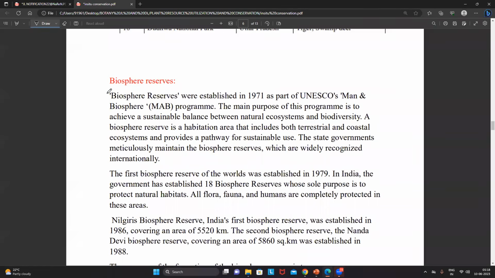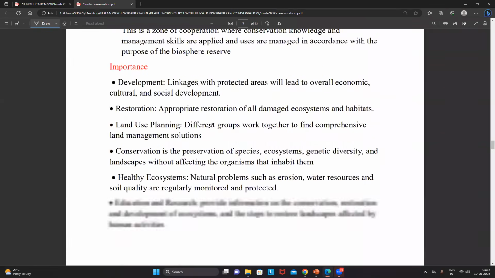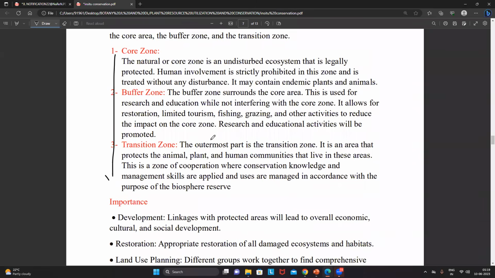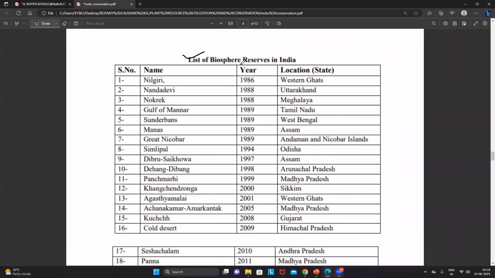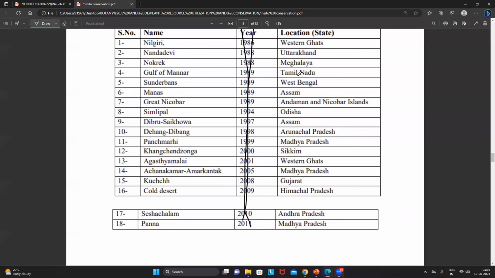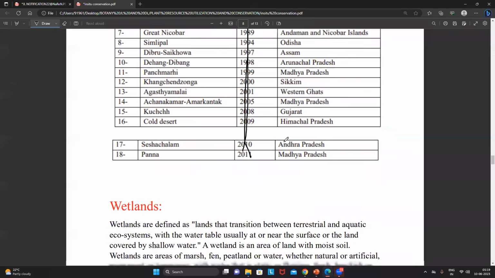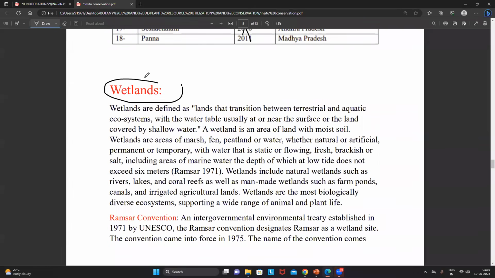Then same, biosphere reserve. What are biosphere reserves? They come under which category of the IUCN? Biosphere reserves come under which program? It is called the Man and Biosphere Program. And what are the three zones of a biosphere reserve? Then the list of the biosphere reserves present in India. Here you no need to remember the year also. List of biosphere reserves and the state in which each is located. Done. Then followed by wetlands.